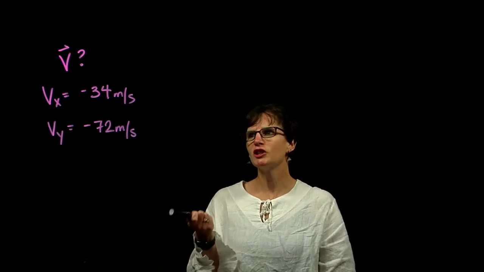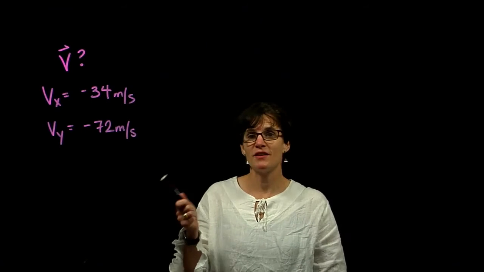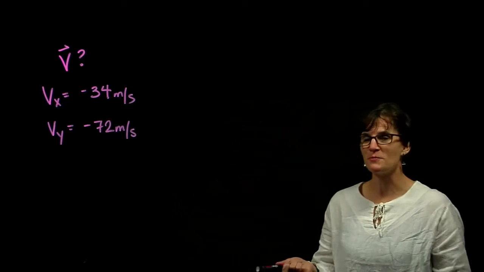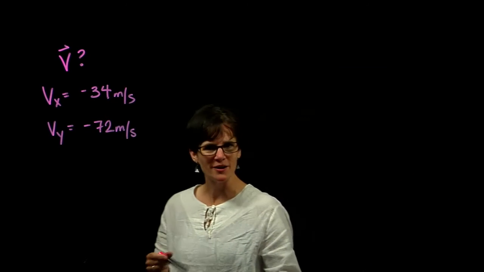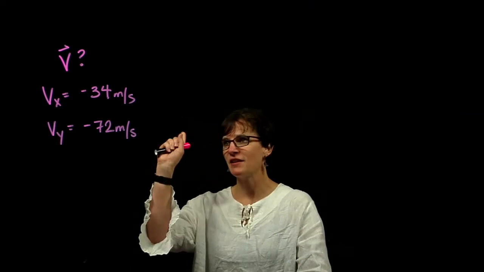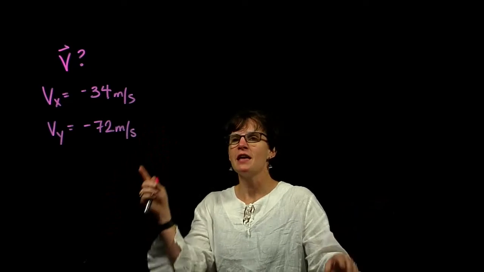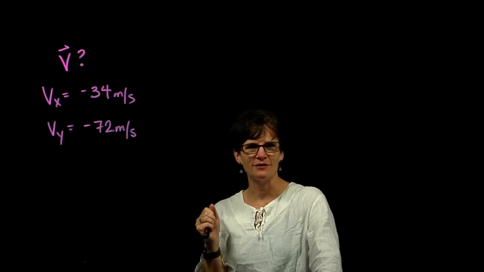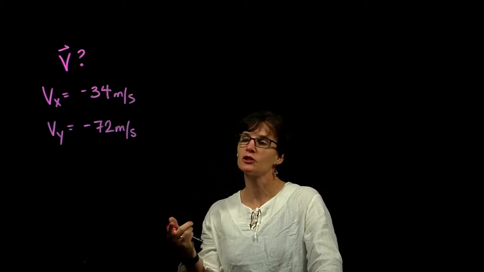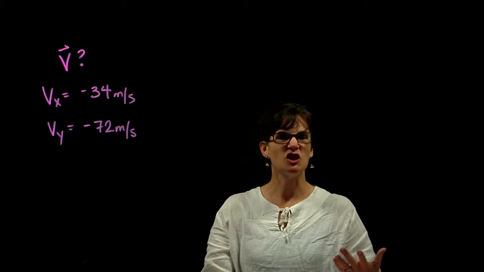Okay, so we're going to look at the components of a vector and putting it into vector form. This is concept 3B in your required homework. We have a velocity vector v that has a horizontal component of negative 34 meters per second and a vertical component of negative 72 meters per second.